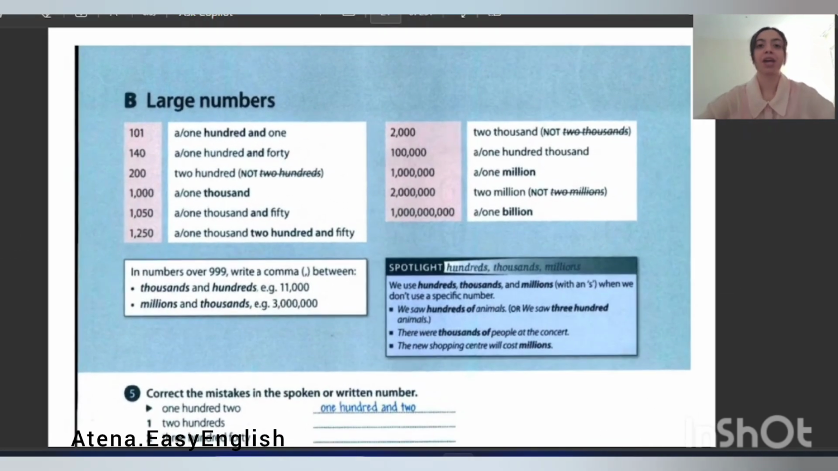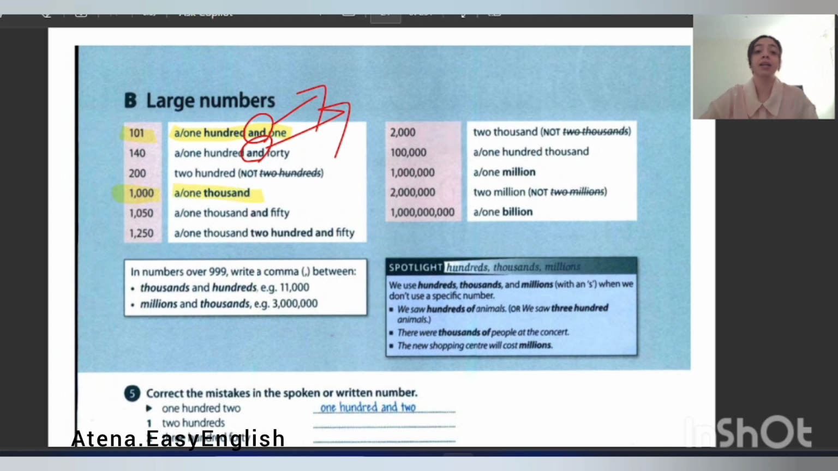In here, in part B, they're gonna be large numbers. Do you know large numbers when it comes to million, billion? These are large. So look at here. The first one, 101. So we use and in this situation. 101. 140. Look at here. 200. 201. 240. Okay? And then look at this one.